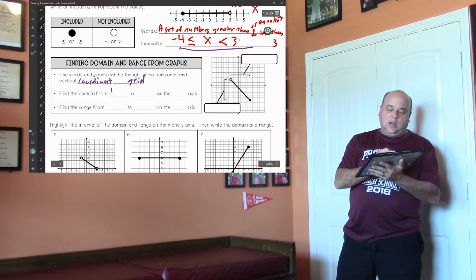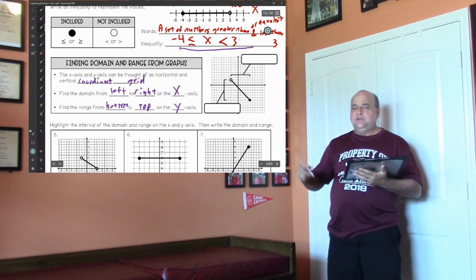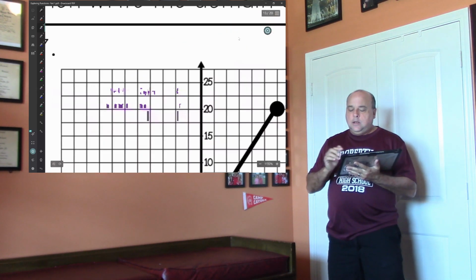Find the domain from left to right on the x-axis. Find the range from bottom to top on the y-axis. This will make a little bit more sense here because we have an open and a closed dot here, okay?